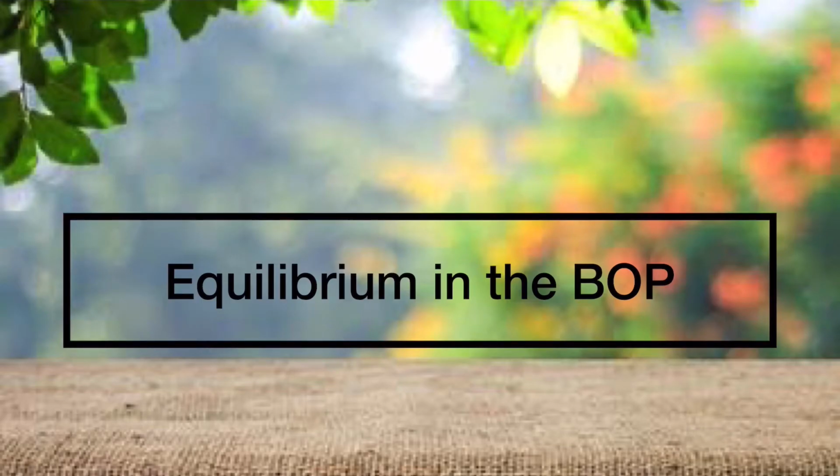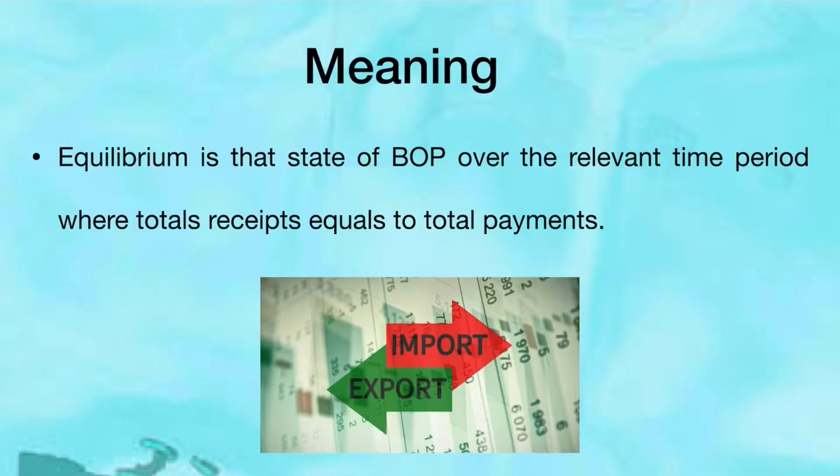So last class we had discussed balance of payment. What is balance of payment? What are the different types of accounts it consists of? Today we'll be discussing the equilibrium or disequilibrium in the balance of payment.